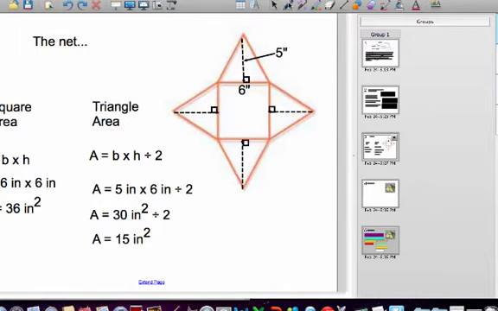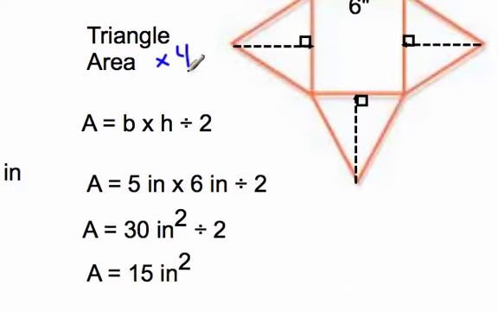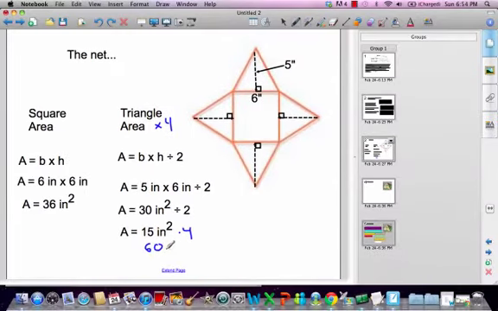Now remember with this, I should have done it at the beginning just as a point of emphasis, but triangle area, you have to multiply by 4 because there are 4 triangles. So we have to multiply this 15 right here by 4 since each triangle is 15 inches squared. And that area would equal 60 inches squared, right? 15 times 4. And then we have to add that, the 4 triangles, with the 1 square, 60 plus 36. Your total surface area, 96 inches squared.